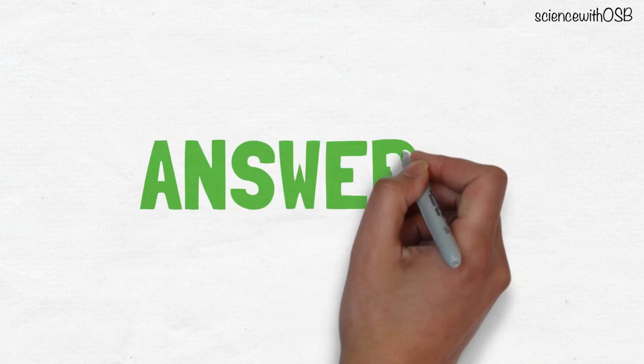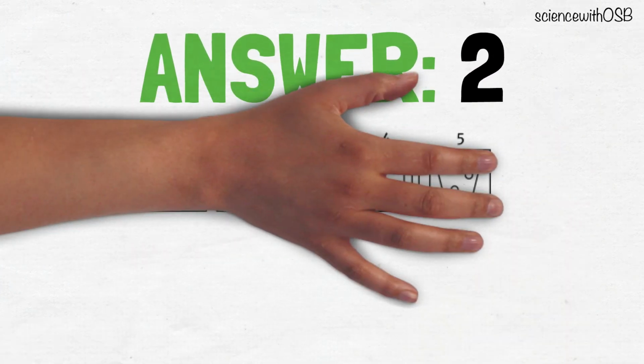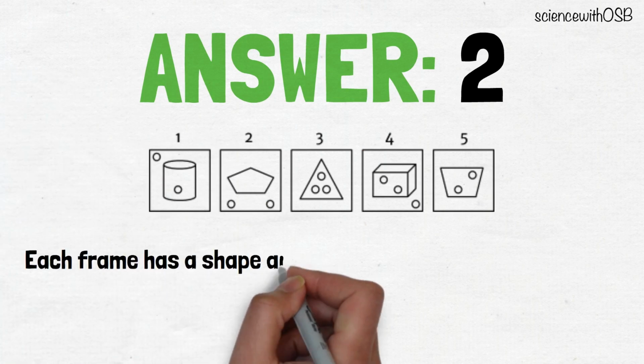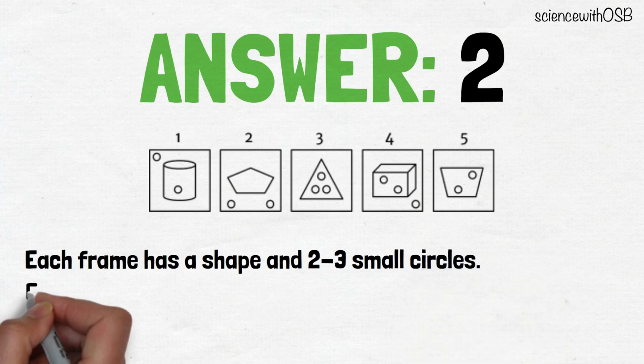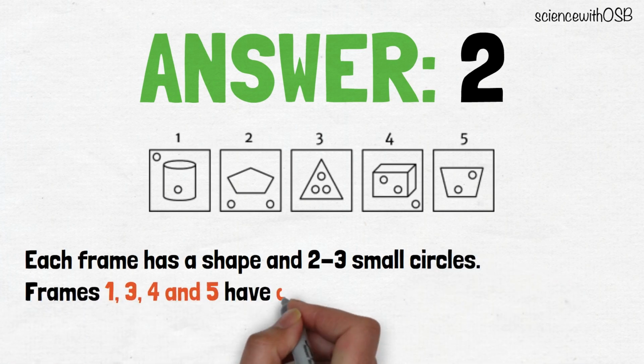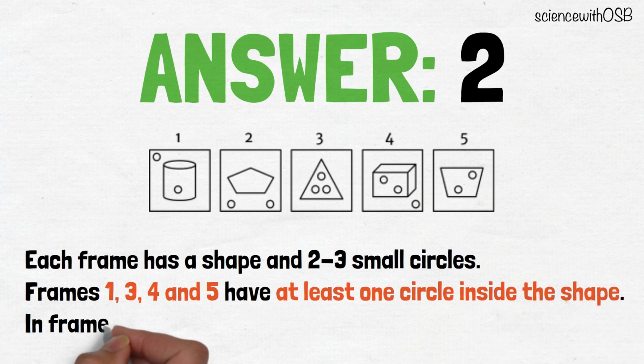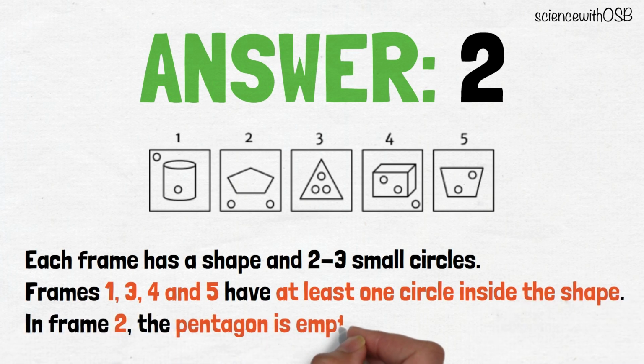Yes, 2 is the correct answer. Why? Each frame has a shape and 2 to 3 small circles. Frames 1, 3, 4 and 5 have at least one circle inside the shape. In frame 2, the pentagon is empty. Hence, the correct answer is 2.